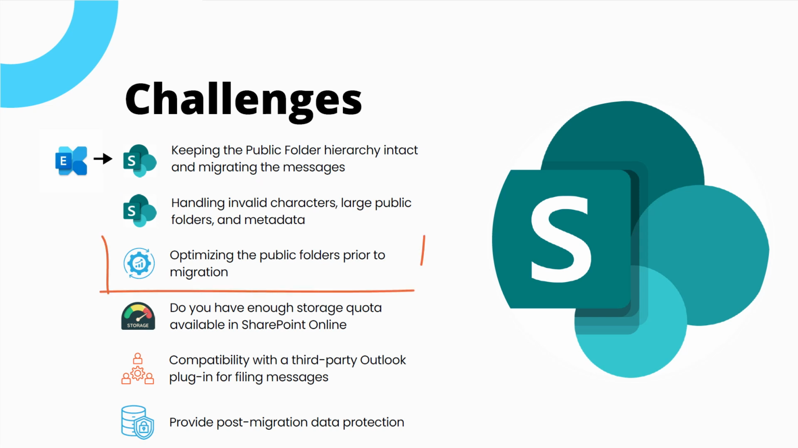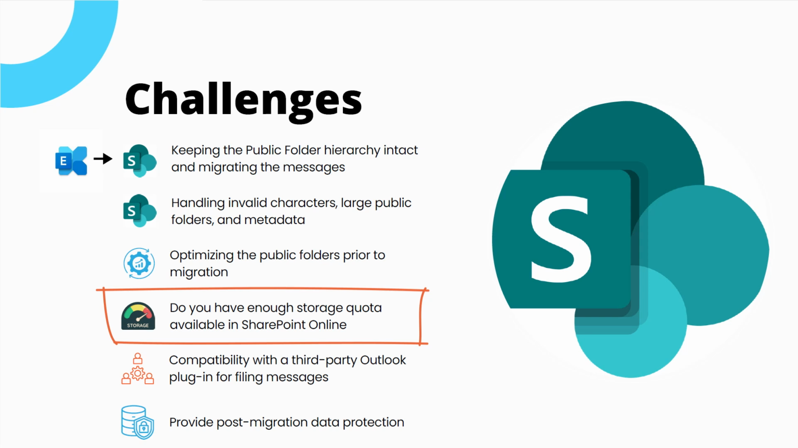And can you do all this prior to even clicking go on the migration? Can you optimize this enough so that you have the confidence that when you go to migrate, this data is going to migrate successfully over there? When you have all that figured out, the next step is, do you have enough storage capacity within SharePoint Online? Is your SharePoint Online quota large enough to handle this?